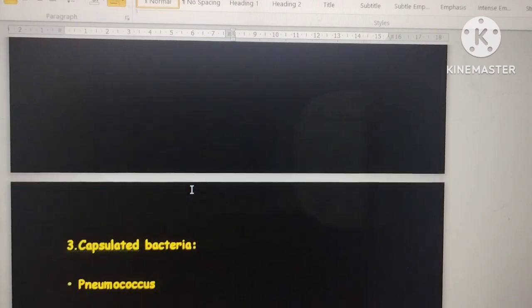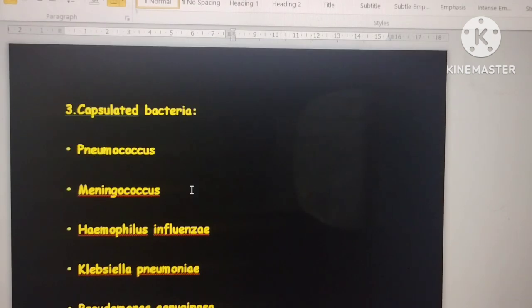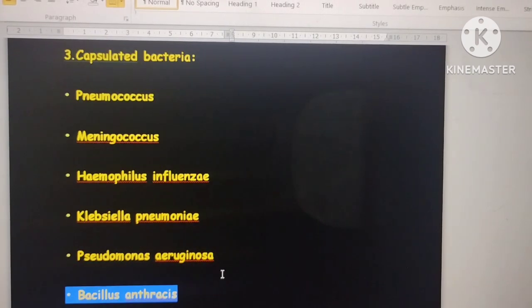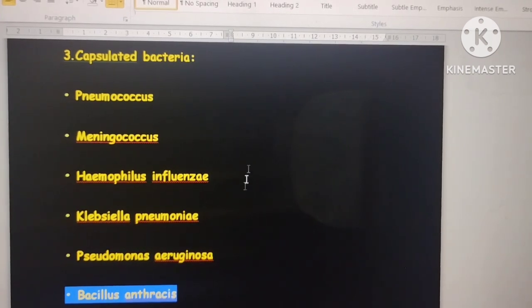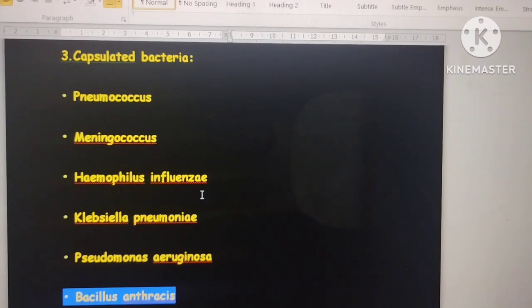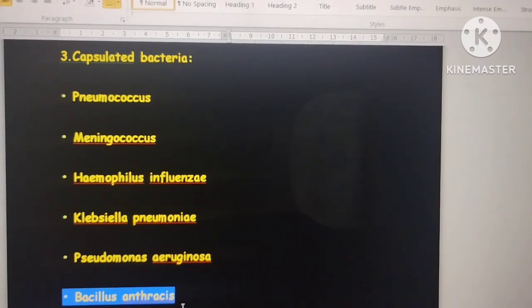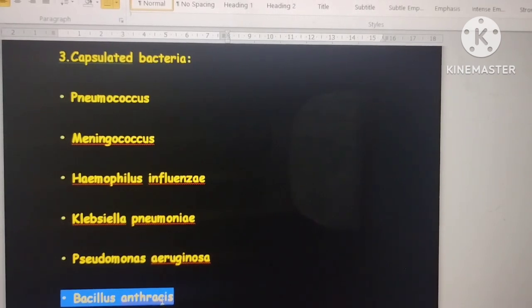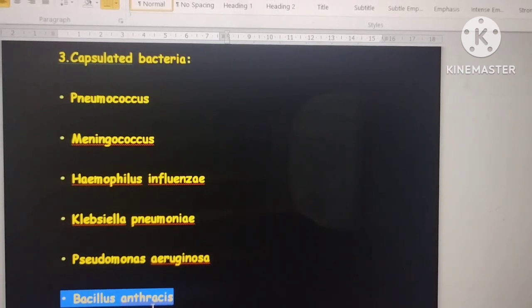The third point is about capsulated bacteria. These are pneumococcus, meningococcus, Haemophilus influenzae, Klebsiella pneumoniae, Pseudomonas, and Bacillus anthracis. The one point to remember is that the capsule of all these bacteria is usually made up of polysaccharide, except in Bacillus anthracis, where it is made up of polypeptide. That has been asked in the exam. I have highlighted the previous year questions.